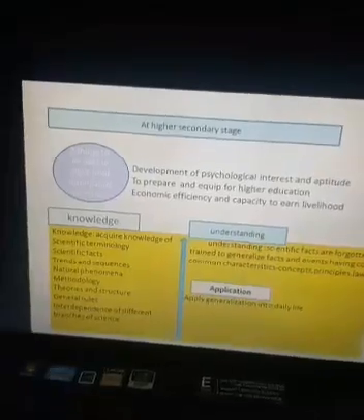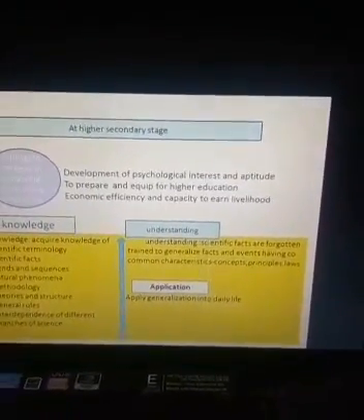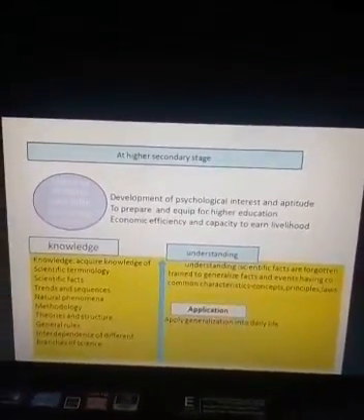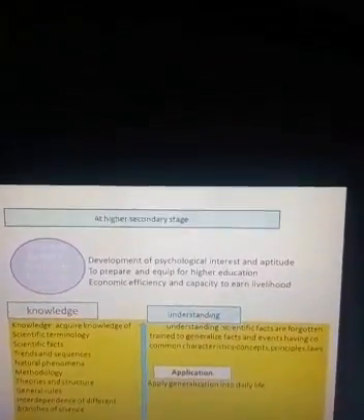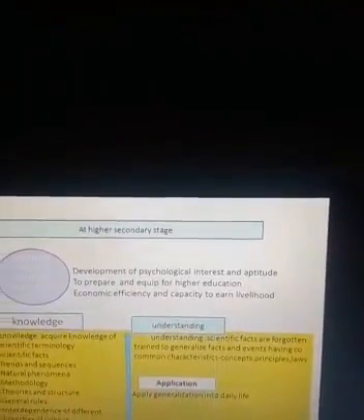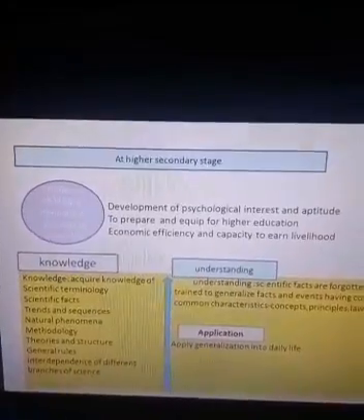Starting from the knowledge, understanding, application, skill, interest, aptitude, appreciation, and then finally the psychological traits. Now just have a look. The knowledge part. We need to give the knowledge of scientific terminology, the scientific facts, trends and sequences, the natural phenomena, the methodology which has been followed, the theories and structure in science, the general rules, interdependence of different branches of science. So while formulating these objectives at this level, we need to impart the knowledge regarding all these things.